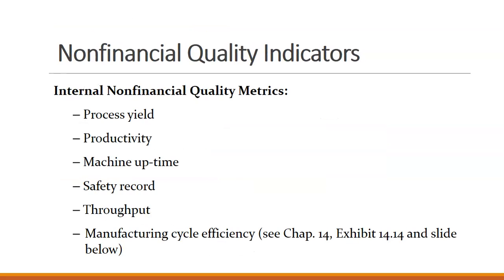We also have non-financial measures of quality. So what is our process yield, our productivity yield, any machine time setup? What is our safety record, our throughput record, our manufacturing cycle efficiency? So that was something that we covered in chapter 14. So there's a variety of non-financial metrics that we can look at to look at efficiency.